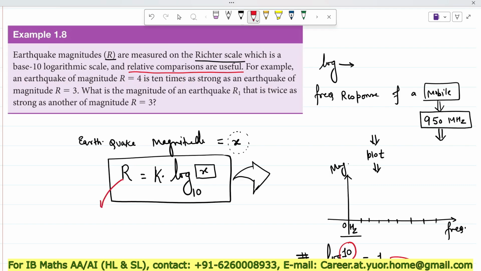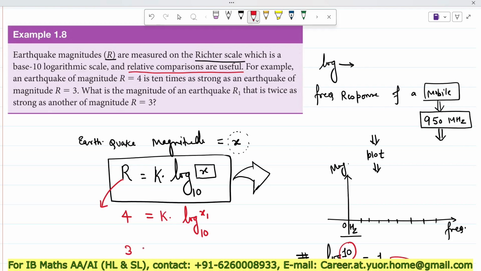Now, it is saying, suppose this is 4, is 10 times as strong as an earthquake of magnitude R. So, for R equals 4, we should write R equals K log 10. Suppose its value is x1.